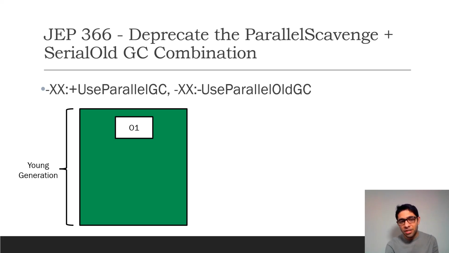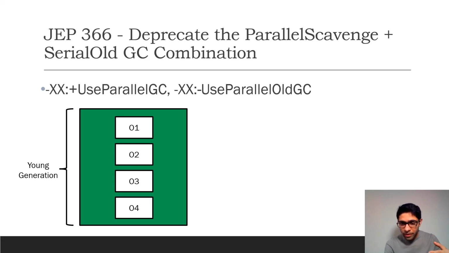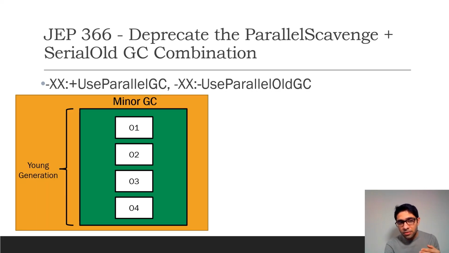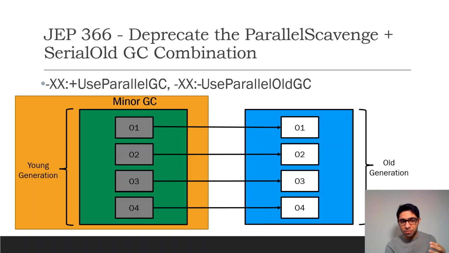So let's say in the young generation, for the purpose of example, you can allocate only 4 objects at a time. On allocating O4, which means object 4, the JVM triggers minor garbage collection activity. Now, since based on this combination we are using multiple threads for the minor garbage collection activity, all the objects allocated and they survived, they moved into the old generation.